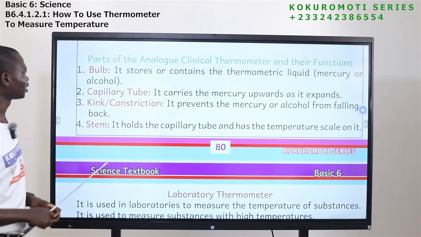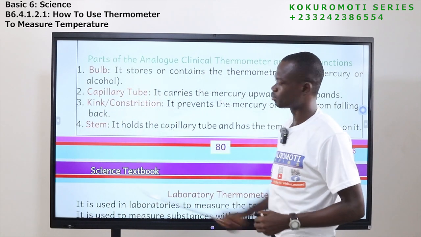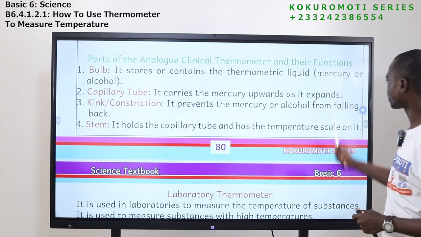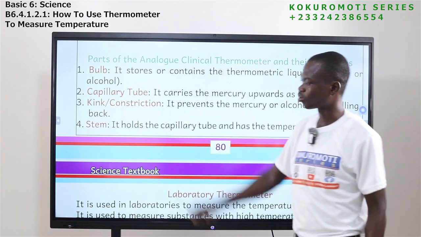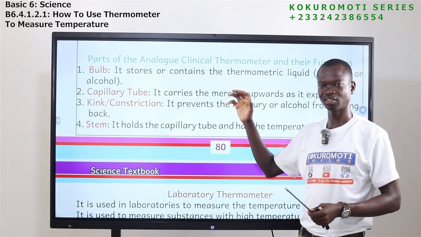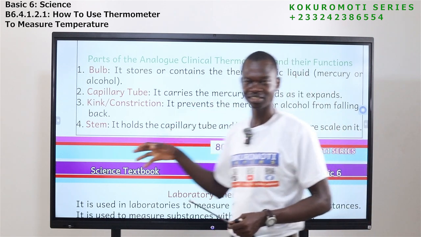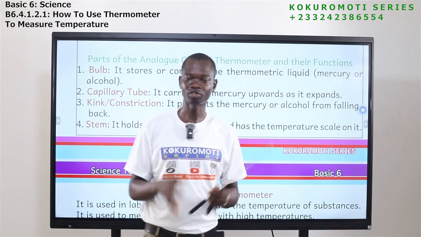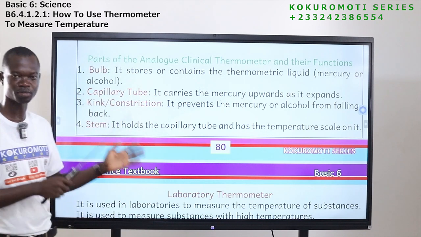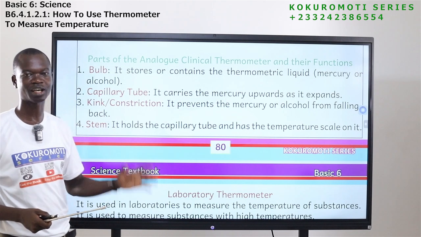Now let's look at the parts of the analog clinical thermometer and their functions. We mentioned the bulb. It stores or contains the thermometric liquid, that is mercury or alcohol. This thing is very important, you have to pay attention. Even SS, they ask questions about this. SSC, they ask questions. WASSCE, they ask questions about this. And then BECE too, they ask questions. You can be asked to draw the analog thermometer and label the parts, or they will label the parts for you and ask you questions about it.